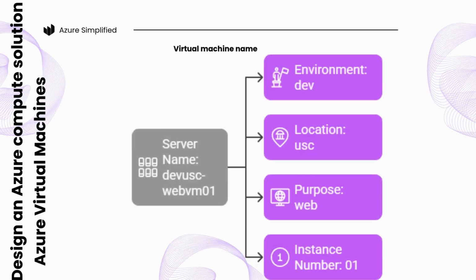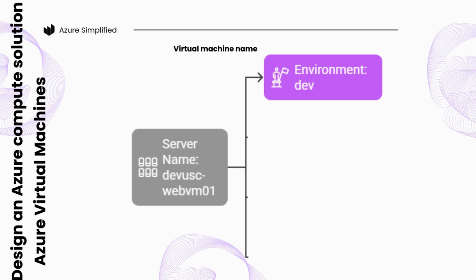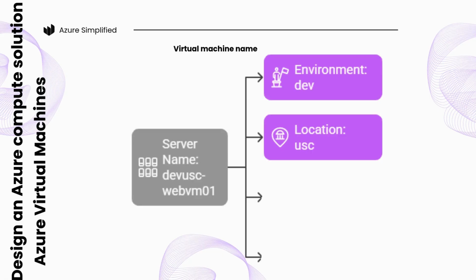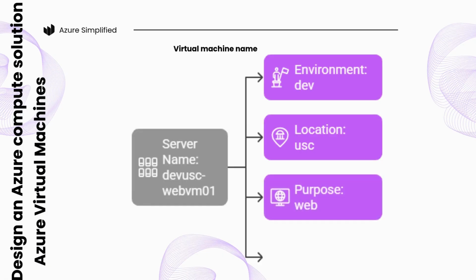Virtual Machine Naming Convention. Here we see a structured naming convention for a virtual machine, VM, in an Azure environment. The server name follows a standardized format that includes key attributes. 1. Environment, dev, indicates that this VM is for development purposes. 2. Location, USC, represents the geographical region or data center, example, US Central. 3. Purpose, web, specifies the function of the VM, which in this case is a web server. 4. Instance number, 01, uniquely identifies the VM instance in a sequence.